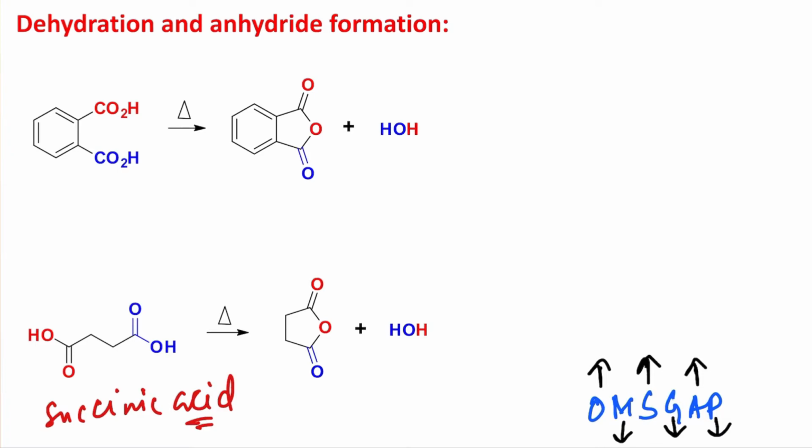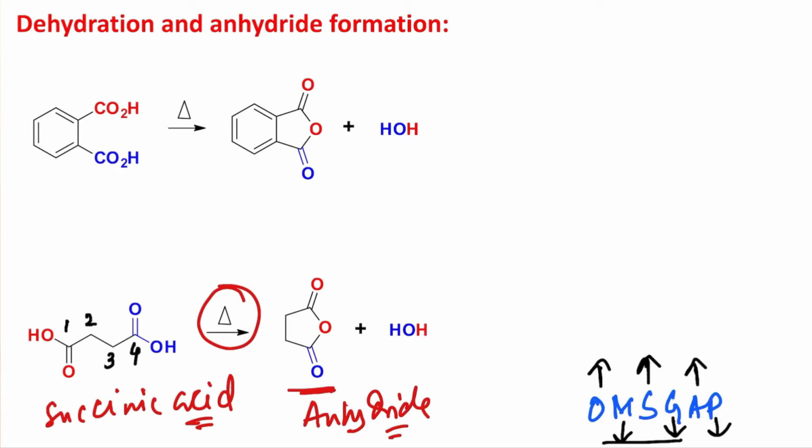Okay, so now in this case what happens? If you heat this, it produces anhydride. In the previous two cases CO2 elimination was happening, in this case water elimination. And why have I taken this phthalic acid? Because of similarity. If you count, 1 2 3 4, this is actually a 1,4 diacid, or you can say a 1,4 dicarbonyl compound.